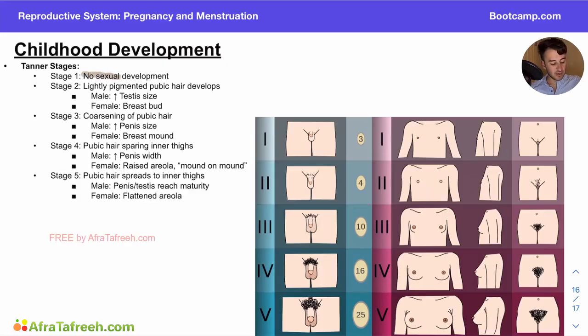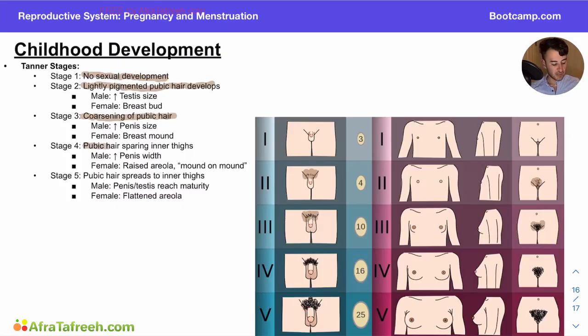At stage 1 we have no sexual development, so we expect no pubic hair during Tanner stage 1. However, when we get to Tanner stage 2, we expect lightly pigmented pubic hair to develop, and you can appreciate that here in the male, and then here in the female we just have some really light sparse pubic hair. When we get to stage 3, this hair starts to coarsen. You can appreciate that here. It's still in the same distribution, right above the genitalia, but it's going to start getting a little bit coarser.